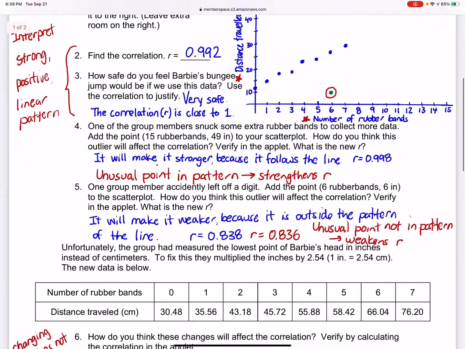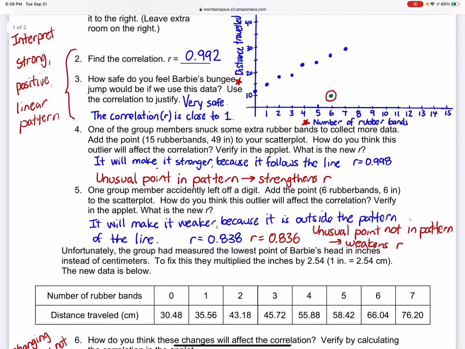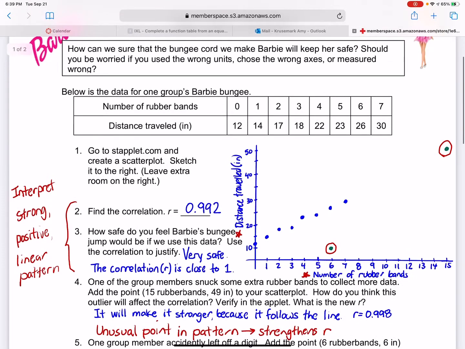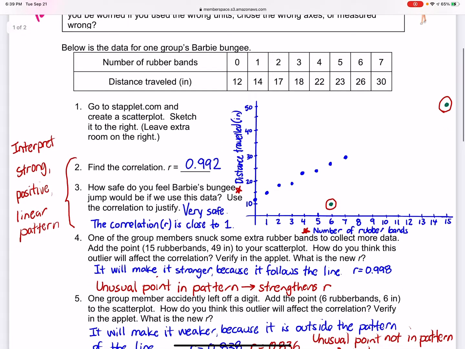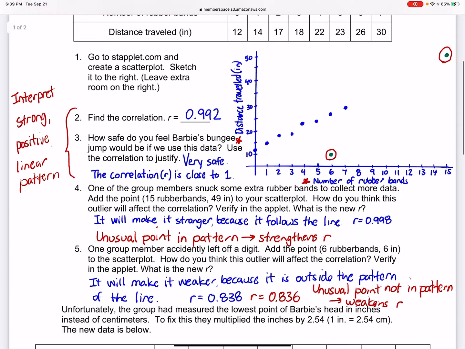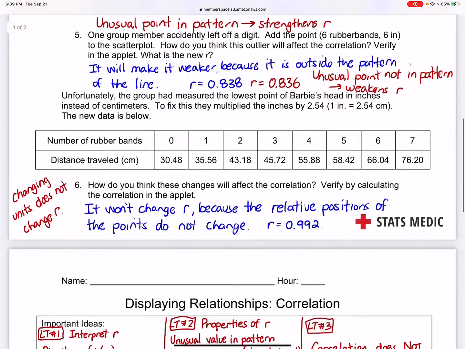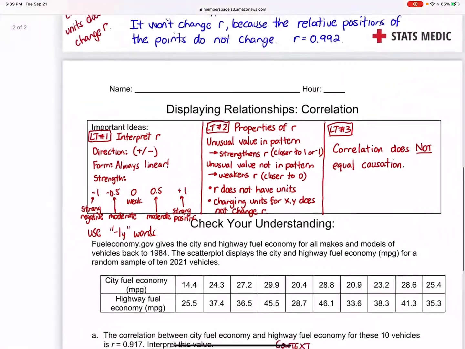So we went through here and we noticed how some things change with R as we add or subtract dots. When we added this dot to the right, it essentially made R go up. When we added the dot to the bottom, the 6, 6, it made R go down. It weakened R. So we came to these conclusions, and here's where the notes are.